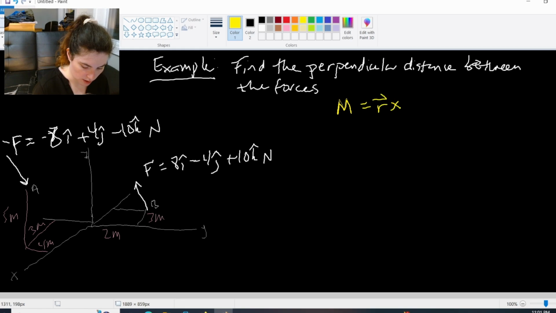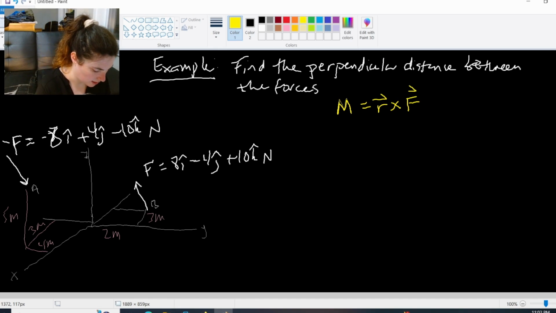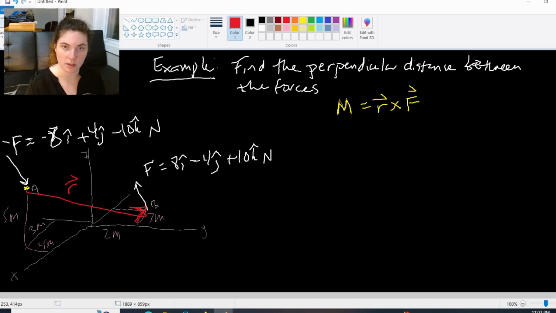Moment is R cross F, and converting that into a couple moment using the FD formula. So let's talk about what we mean by that. For our moment, R cross F, I'm going to take a moment about point A, this point right here. I'm going to create an R vector from A to B. A to B, this is our R vector. And I'm going to take the moment of this R vector crossed with our F vector here.